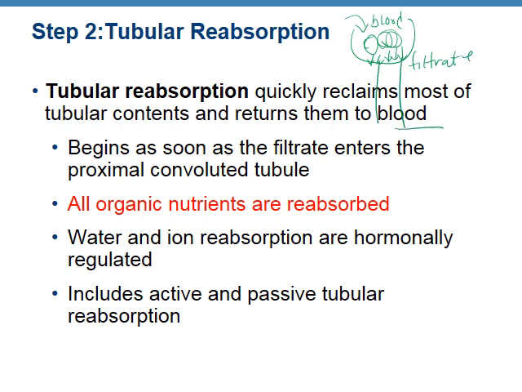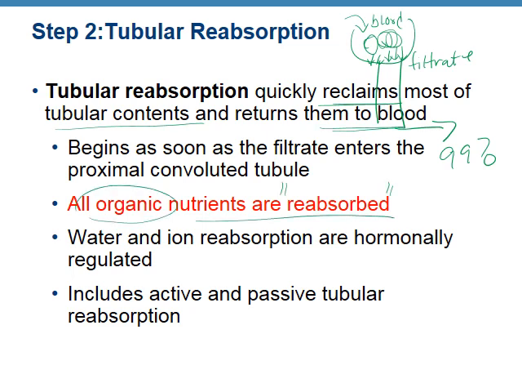The very next step is tubular reabsorption. Remember, we said about 99% of what we filtered through, we're actually going to reabsorb. So tubular reabsorption quickly reclaims most of the tubular contents and returns them to the blood. All organic nutrients are reabsorbed. When I say organic, you're hopefully thinking of anything that has carbon, right? So you're thinking about glucose and amino acids. Water and ions are reabsorbed too.